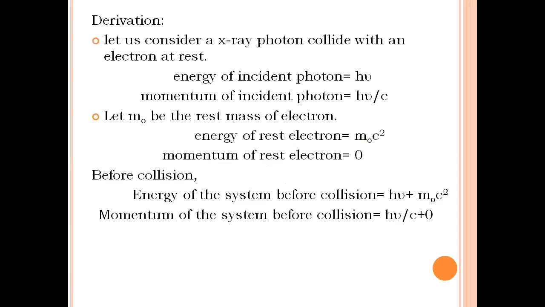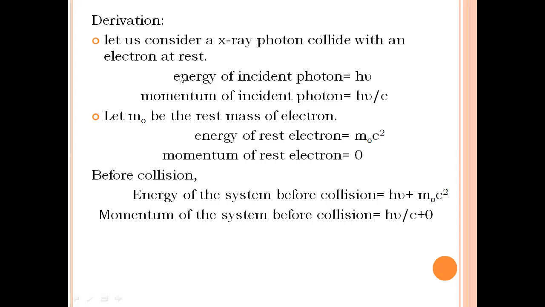Now to derive Compton shift, let us consider an X-ray photon colliding with an electron which is at rest. So obviously the energy of the incident photon will be h nu, and the momentum of the incident photon will be h nu by c. Energy divided by velocity will give you momentum. Let m naught be the rest mass of the electron. Then the energy of the rest electron will be, according to Einstein's mass energy relation, energy is given by mc square. Since rest mass of electron is m naught, the energy of rest electron is m naught c square. Since the electron is at rest, the momentum will be 0.